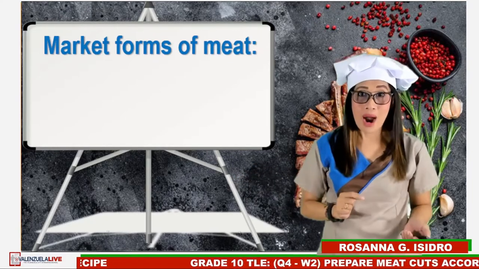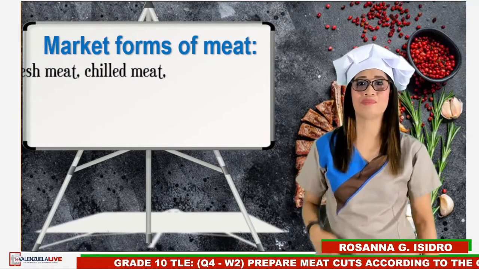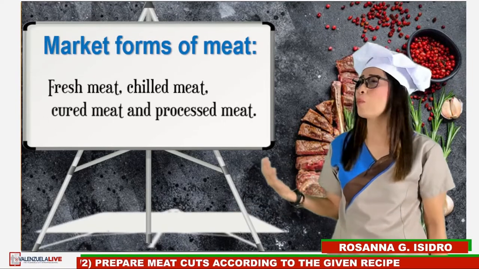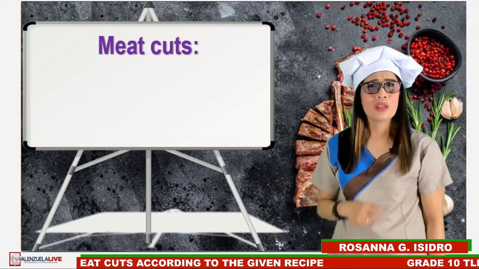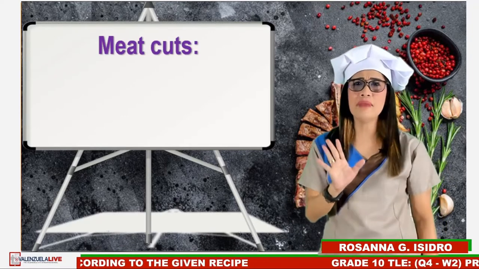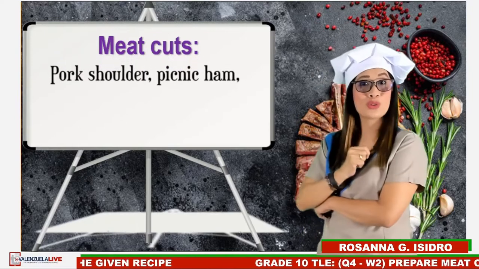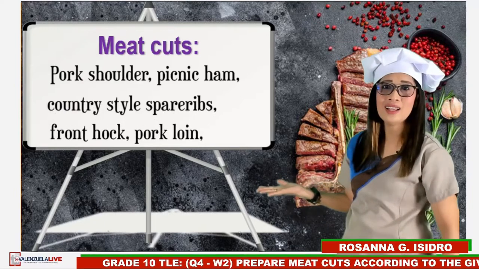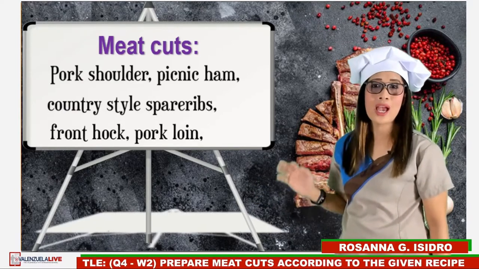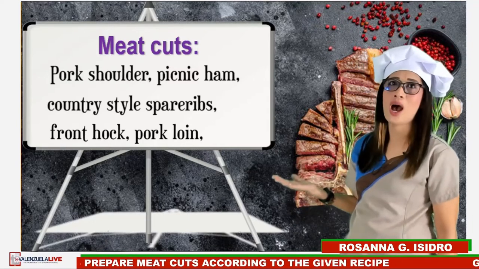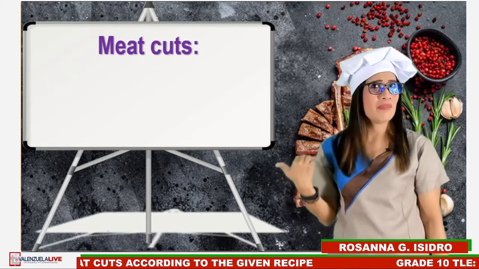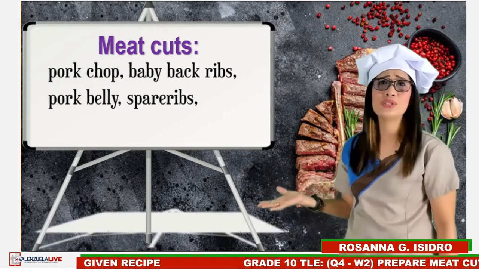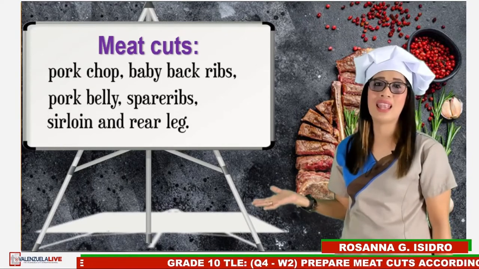Very good! Market forms of meat are fresh meat, chilled meat, cured meat, and Rose's meat. How about the cuts of meat? Those are pork shoulder, picnic ham, country style, spare ribs, front hock, and pork loin, pork chop. Baby back ribs, pork belly, spare ribs, sirloin, and rear leg.